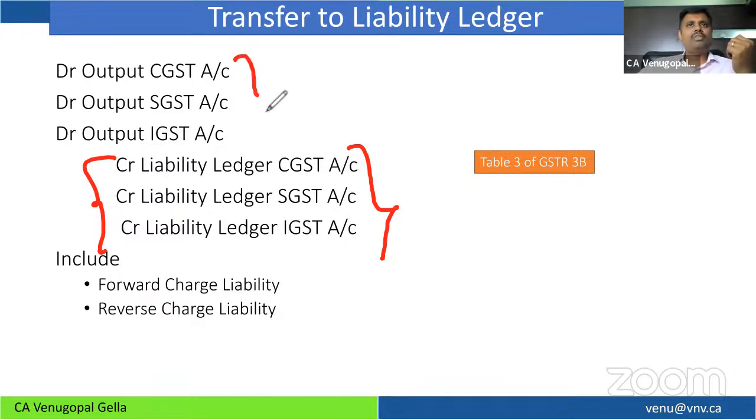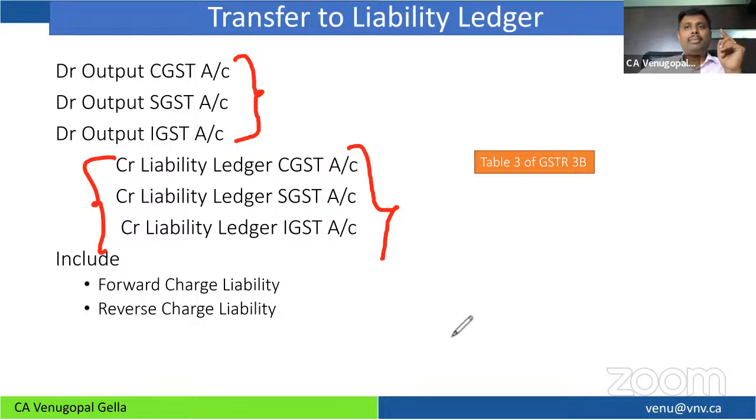So while you have posted this entry, ideally balance in this ledger should become zero. If it is not zero and showing credit balance, that means you have disclosed a lower liability into the government portal. If it is a debit balance, that means you have paid taxes more than what you have accounted in the books. So that way you have control on all the balances that are getting posted.